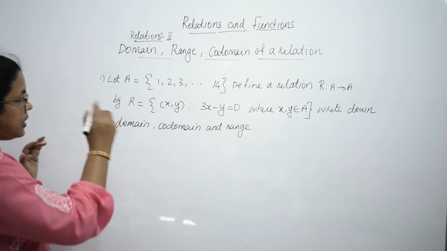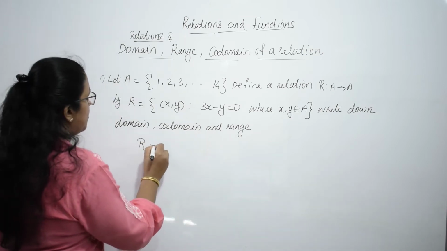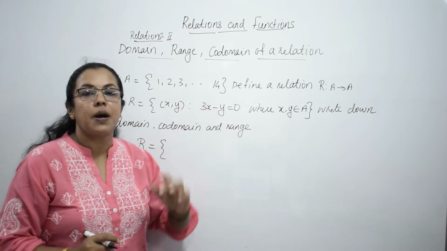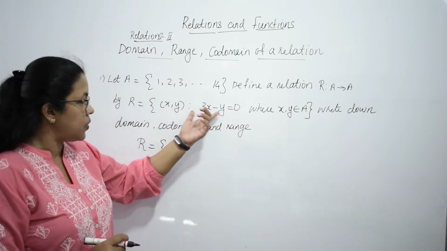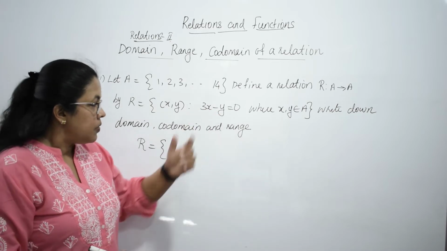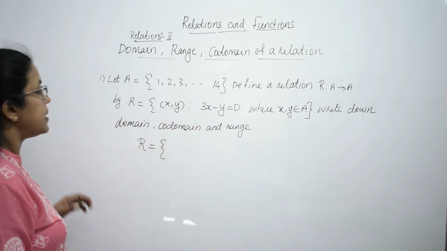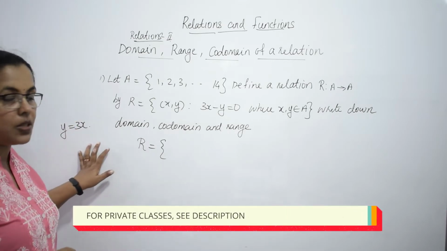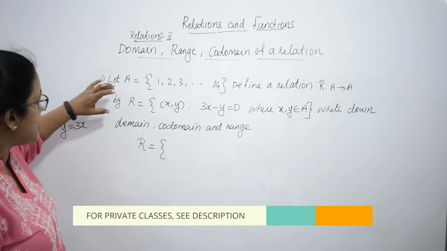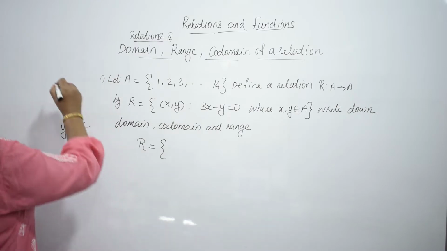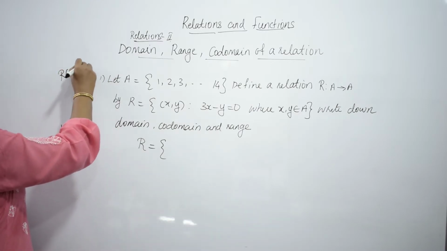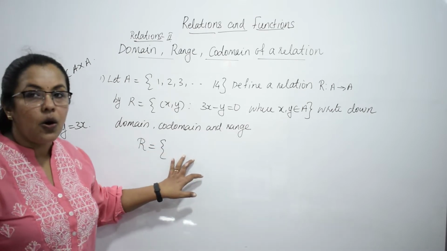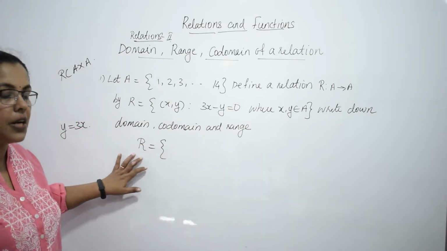Write the relation in roster form. R is equal to {(x, y) such that 3x minus y is equal to 0}. Write the elements. We know how to write, isn't it? y is equal to 3x. Substitute the values of x. Here R is a subset of A cross A. Now write the ordered pairs of this relation.